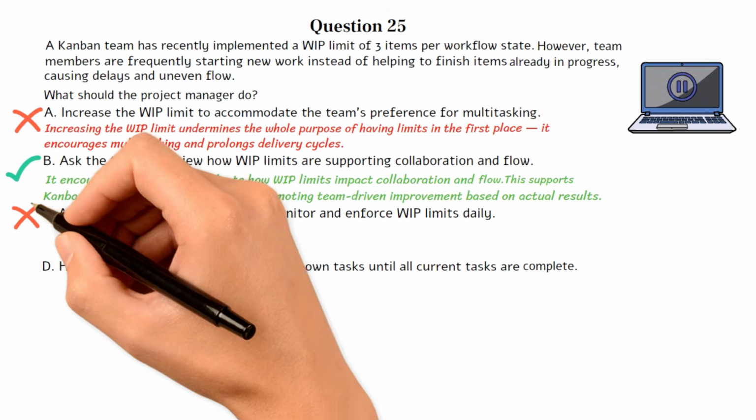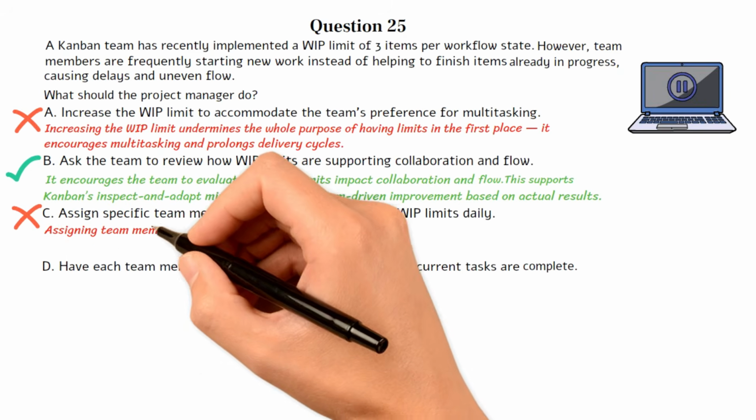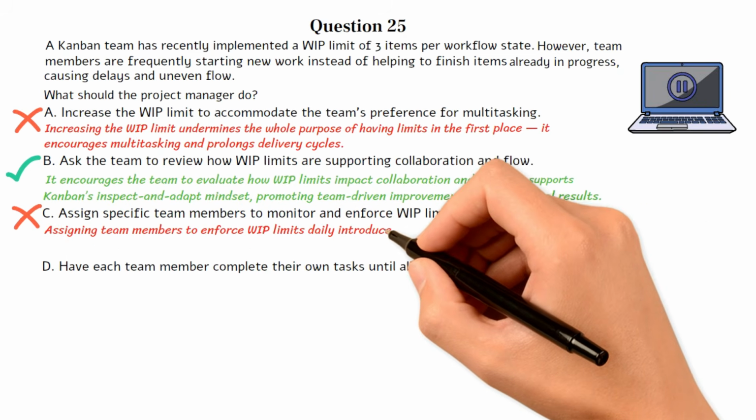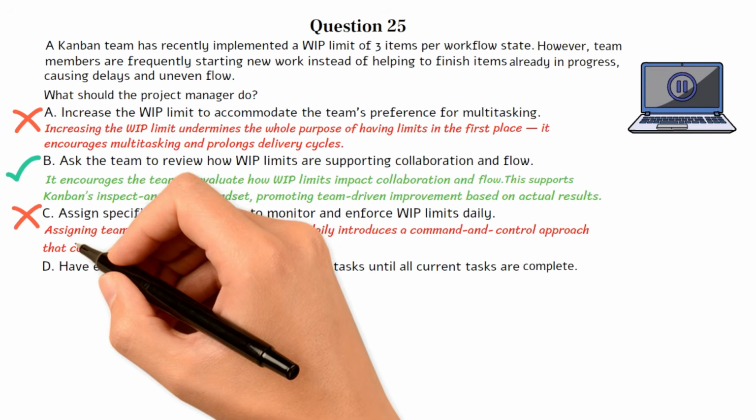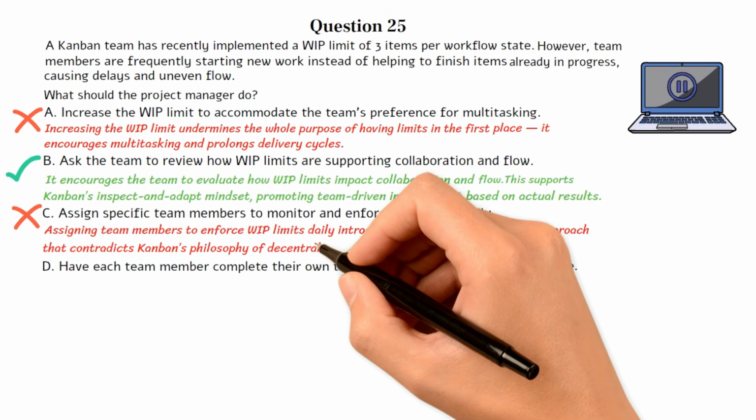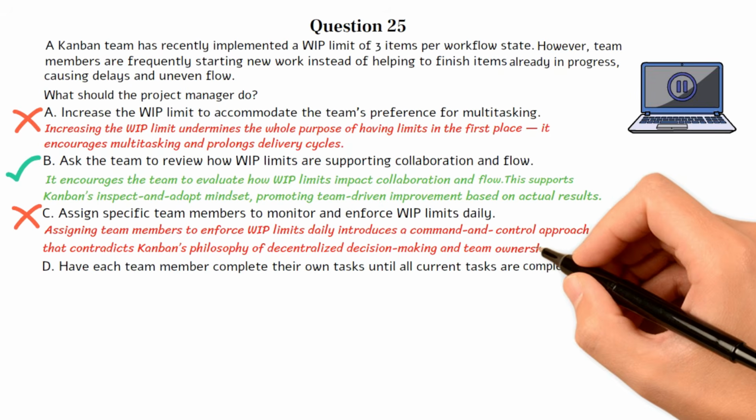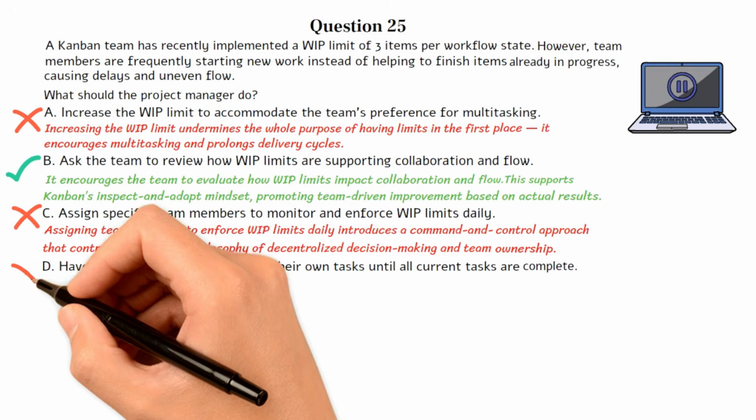Choice C is incorrect. Assigning team members to enforce work-in-progress limits daily introduces a command and control approach that contradicts Kanban's philosophy of decentralized decision-making and team ownership. Choice D is incorrect.